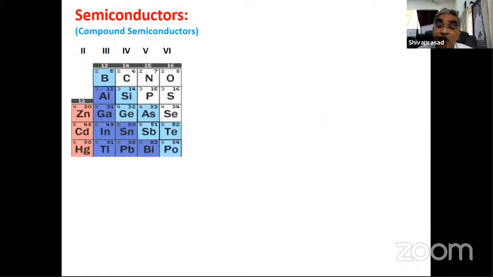So obviously, when I make a different semiconductor, I get different band gaps. That means I can get an infinite number of band gaps by combining. You agree, Hanumant? Okay. You can get. Is it clear, Hanumant? Yeah.